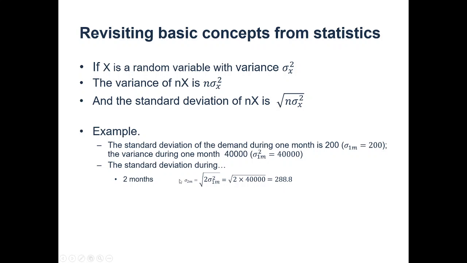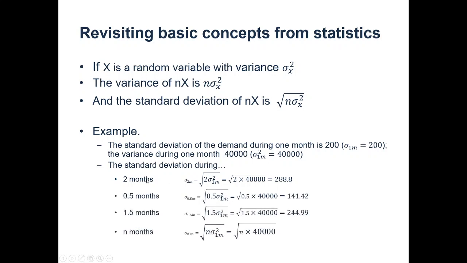If our lead time was, instead of 2 months, 0.5 months, we would do exactly the same, but we would use 0.5 in this expression here. And of course, our standard deviation for that time would be a lower value. And if it's 1.5 months, the standard deviation for 1.5 months is the square root of 1.5 times the variance of the demand during 1 month. So it is the square root of 1.5 times 40,000 computers, which is the value here, and so on.